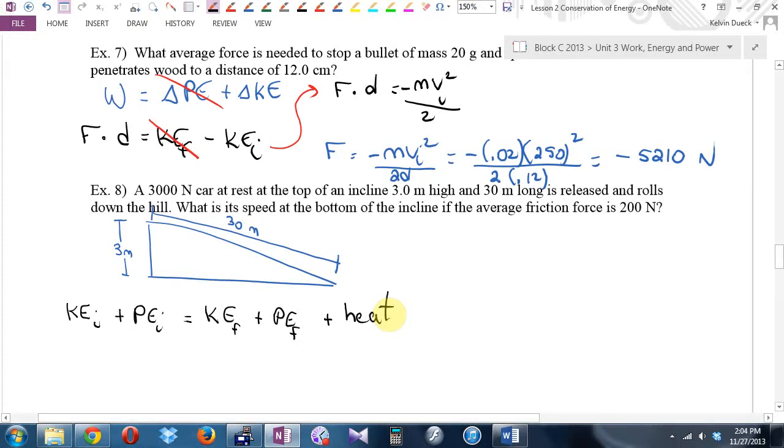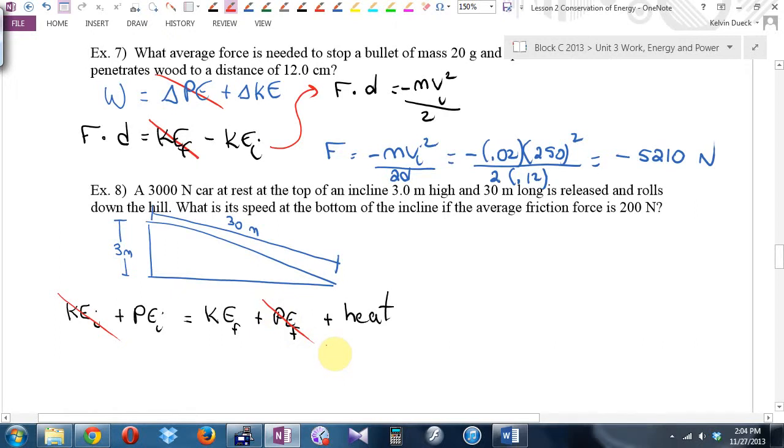Why did I know to add heat? Hey, they're talking about friction. Are any of these 0? Is our initial kinetic energy 0? Oh, at rest. Is our initial potential energy 0? No. Is our final kinetic energy 0? No. Is our final potential energy 0? No.